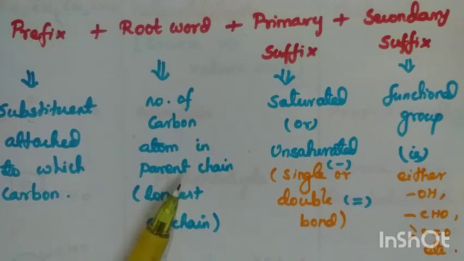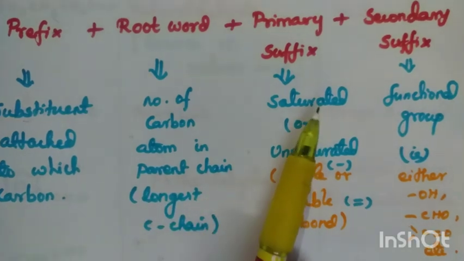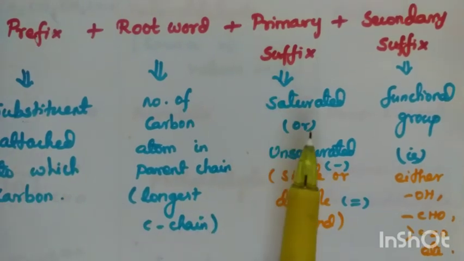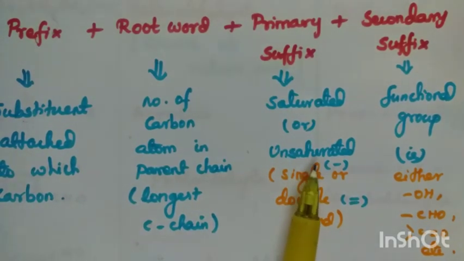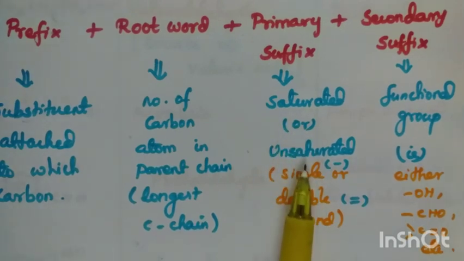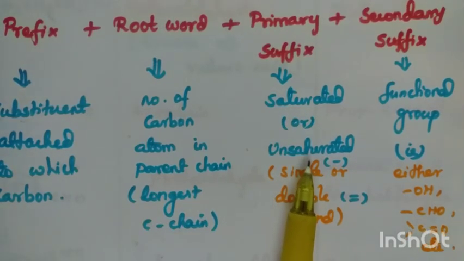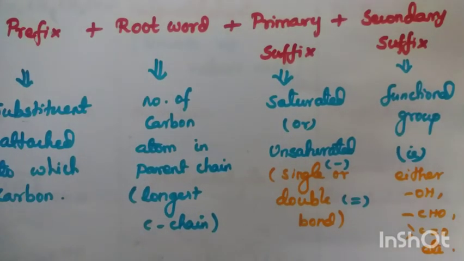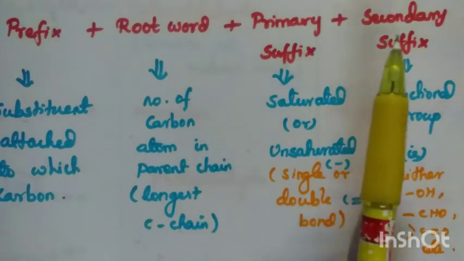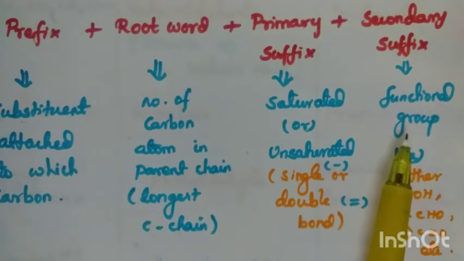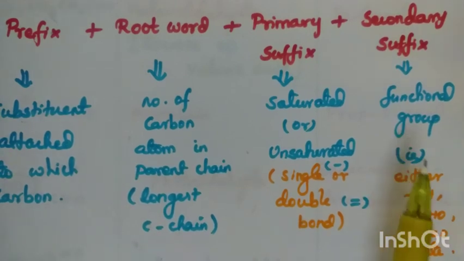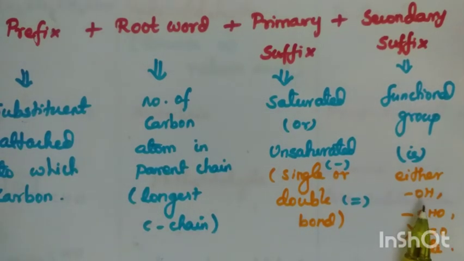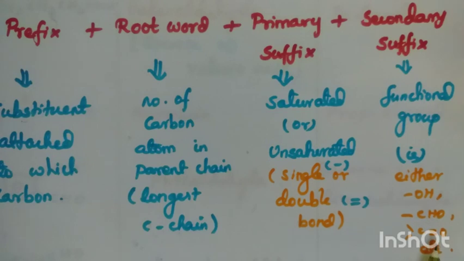Then find out whether any substituents are there. And next, whether it is saturated or unsaturated, you have to write the primary suffix. Saturated means single bond, unsaturated means double and triple bonds are there. If it is a single bond, it is ane. Double bond means alkene, triple bond alkyne. And the secondary suffix means the functional group, whether it is alcohol, aldehyde, ketone or acid. Alcohol means ol, aldehyde means al, ketone means one.